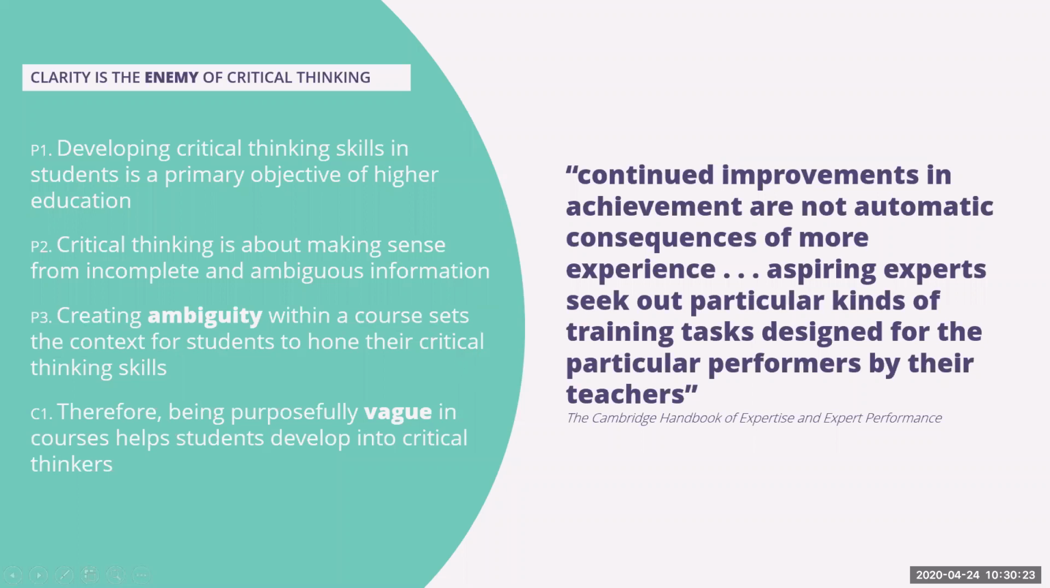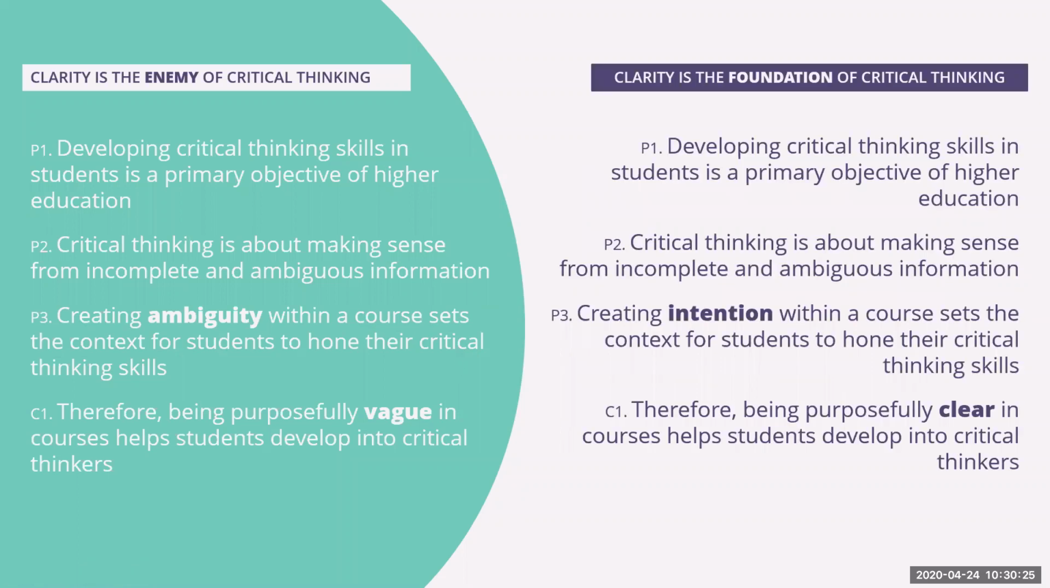So next. We change this syllogism a little bit, and we still think premises 1 and 2 are right: that developing critical thinking is a primary objective of higher education, and critical thinking is about making sense from incomplete information. But what the research shows us is that creating intention within a course sets the context, not ambiguity. And then being purposefully clear is actually what will help students develop into critical thinkers.